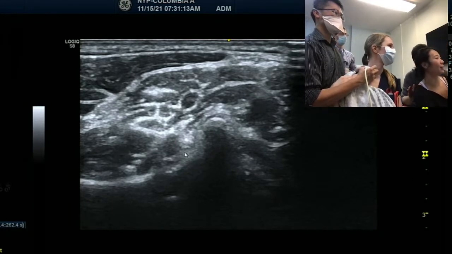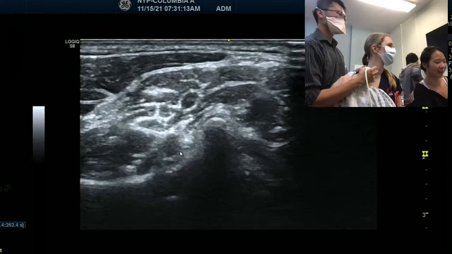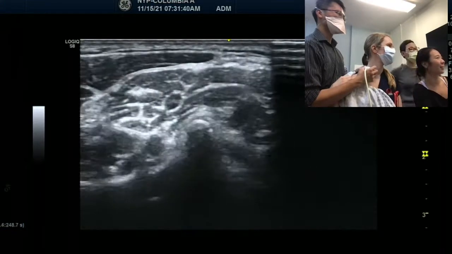Do you want to unfreeze again? This is the posterior tubercle of C7, and here's the anterior tubercle. As you can see, the posterior tubercle is higher for C7 compared to the anterior. So on the left side of the screen is the anterior, and then the posterior. Okay, I think we've cleared the C7.